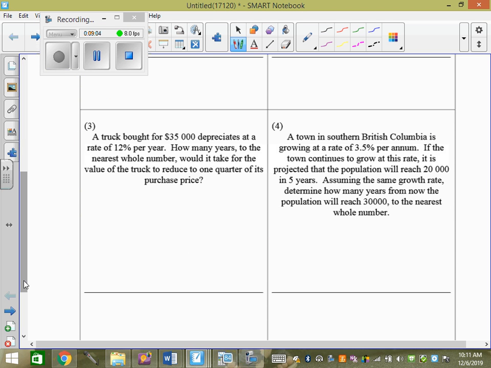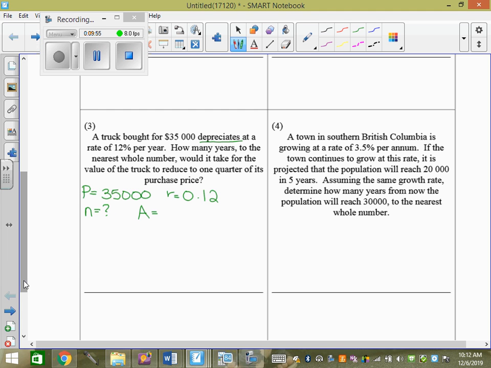Number 3. Last one. So a truck bought for 35,000 is the initial or the final? Initial. Depreciates by 12%, so 0.12. Depreciates means we're going to subtract. How many years, so they want the n, would it take for the value of the truck to reduce to 1/4 of the original price? Whenever it says of, that means multiply. So you can either do 35,000 times 1/4, or 35,000 divided by 4. Either way, we get the same amount. What is it?